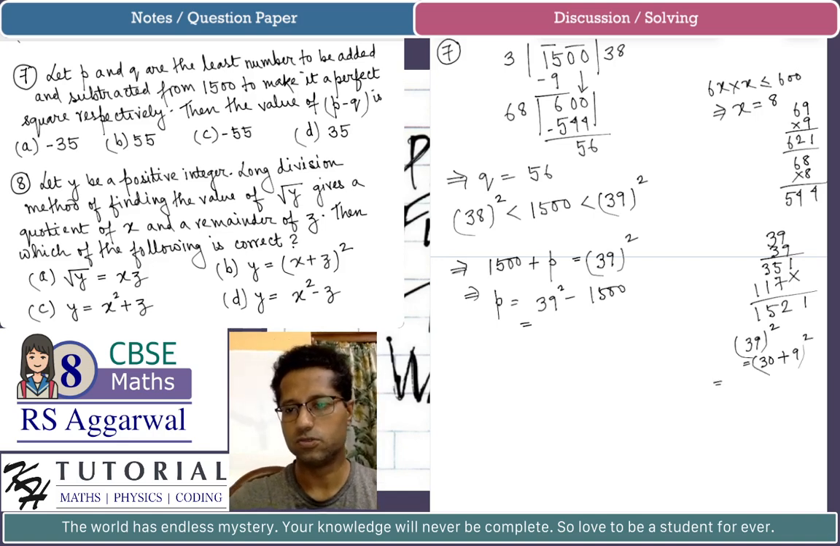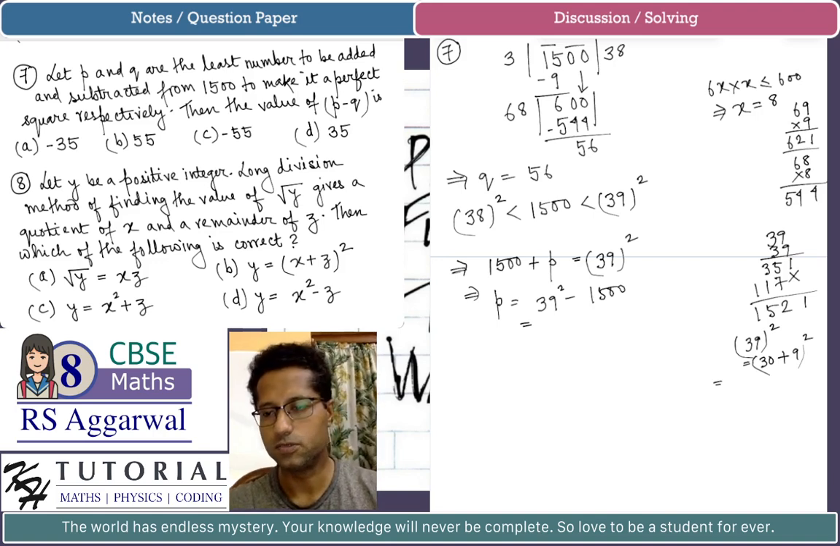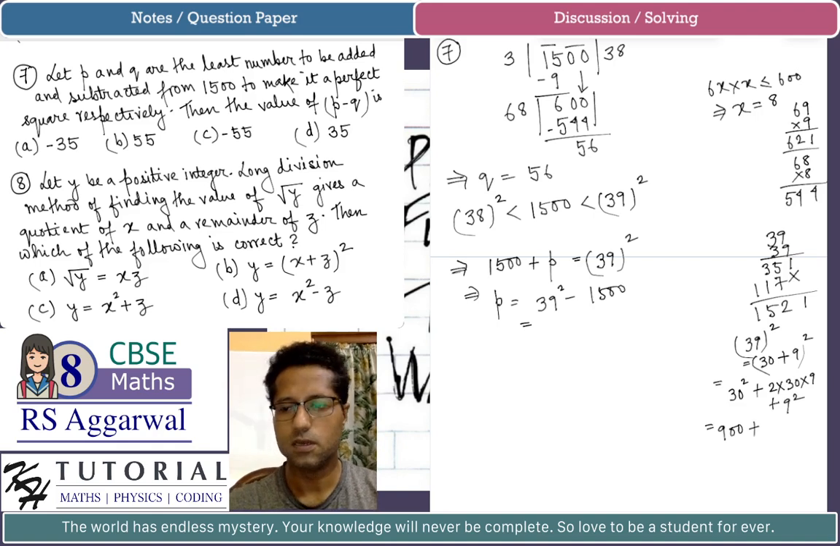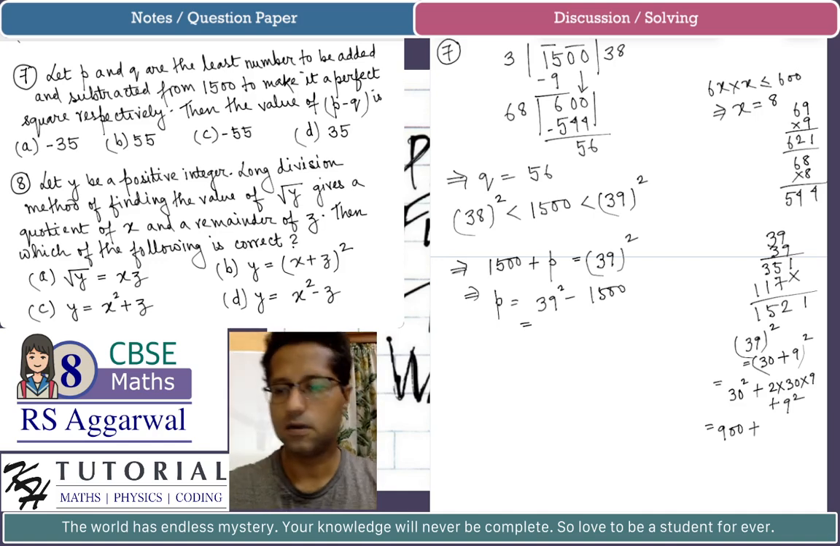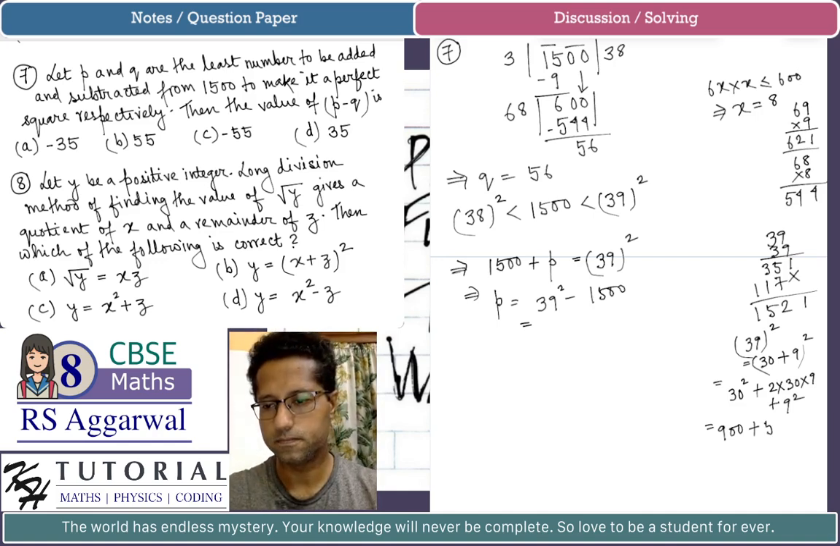30 plus 9 whole square, this is the (a plus b) whole square form. It will be 30 square plus 2 into 30 into 9, and we have 9 square. This is equal to 900 plus 2 into 30 multiplied by 9, which is 540, and we have 81.